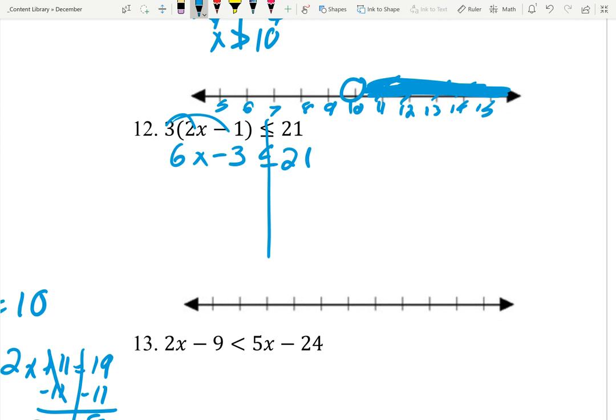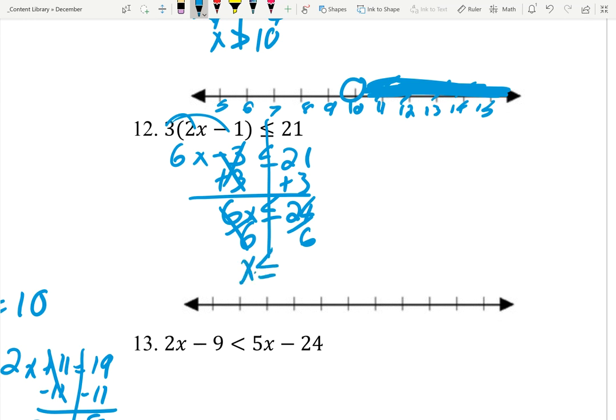And now, again, continue solving. So add 3 to cancel out the minus 3. We end up with 6x less than or equal to 24. And then divide by 6. So remember, we're dividing by a positive number, so we leave the sign the way it was. It's only if you divide by a negative number when you flip. This becomes 4. X is less than or equal to 4.